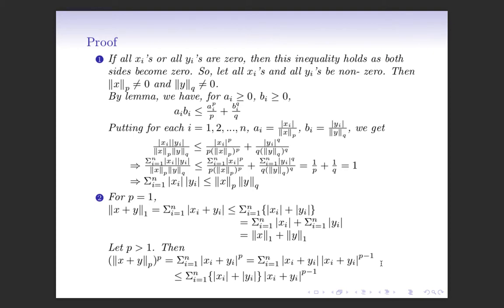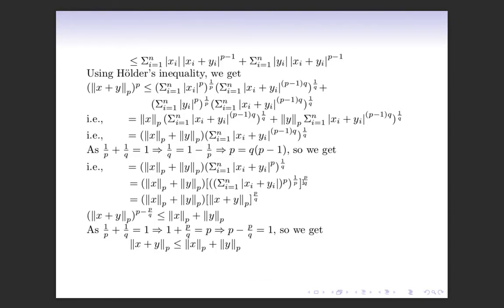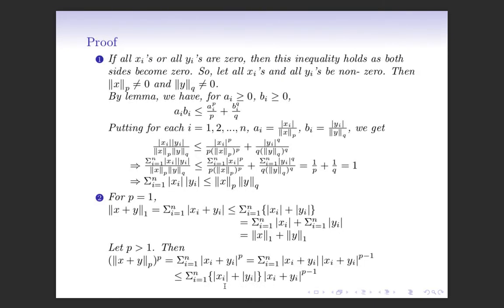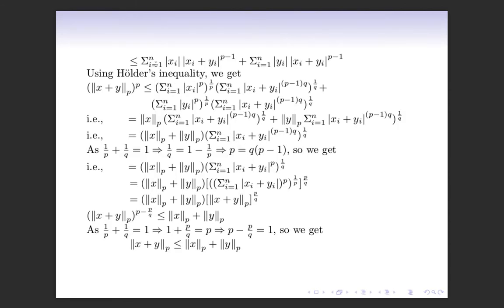Now we can write these two terms separately, this plus this. So we can write summation mod of xi into mod of xi plus yi whole to the power p minus 1, i varies from 1 to n, and then we have plus summation mod of yi into mod of xi plus yi whole to the power p minus 1, i varies from 1 to n.